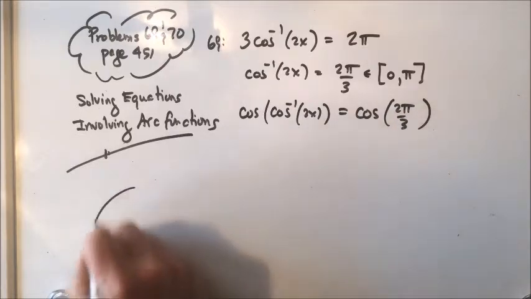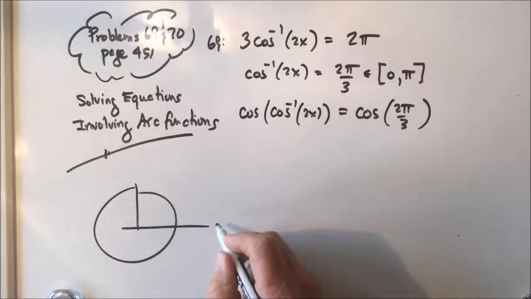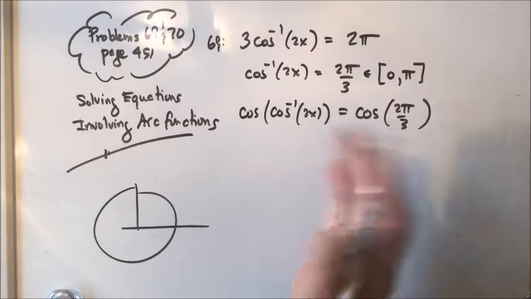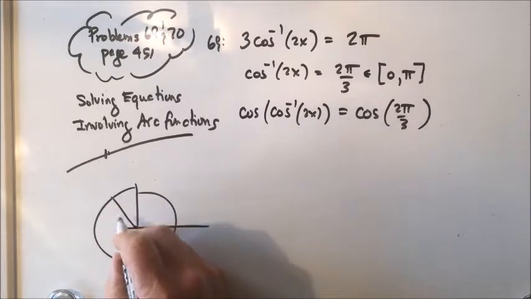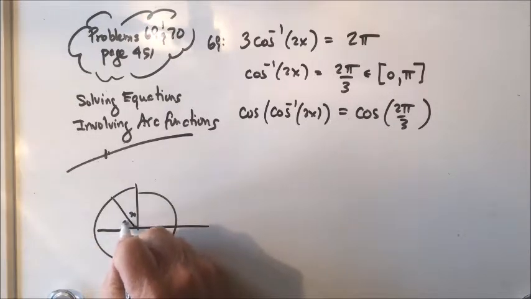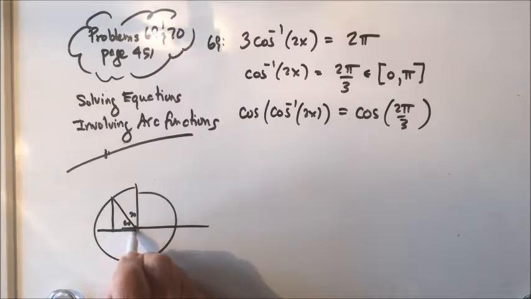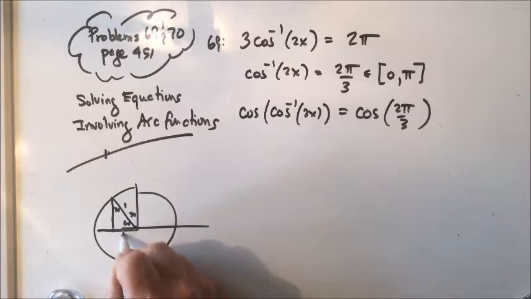So I'm going to run over here, draw a unit circle, and try to figure out where 2 pi over 3 is. Pi over 3 is 60 degrees, so 2 pi over 3 is 120 degrees, which is an angle over here. That makes this 30 degrees, makes this 60 degrees, and here's the cosine that we're looking for right here. And of course, if this is 1 and this is 30, this is 1/2.